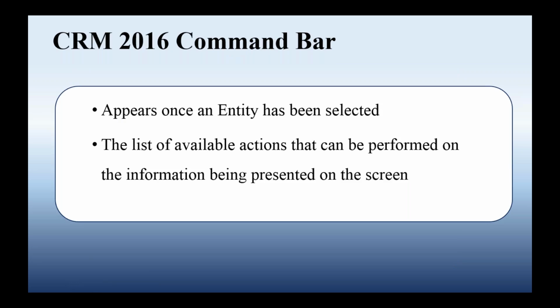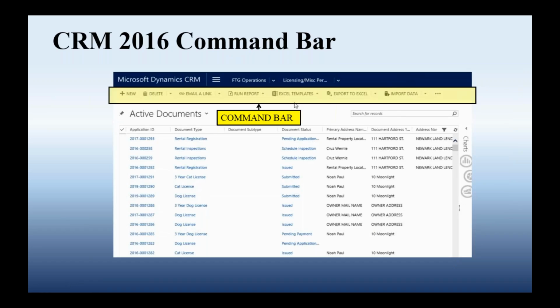And the CRM 2016 command bar. Once you choose an entity, the command bar would appear. Basically, it's a list of available actions that can be performed on any information that you're seeing on your screen. So here's your command bar. Up at the top, I can add a new document. If you have security, you could delete one. You can email somebody a link on a particular license or a permit or whatever you're looking at. You can run reports, export to Excel, and search for your records right here. So they're just calling it a command bar.